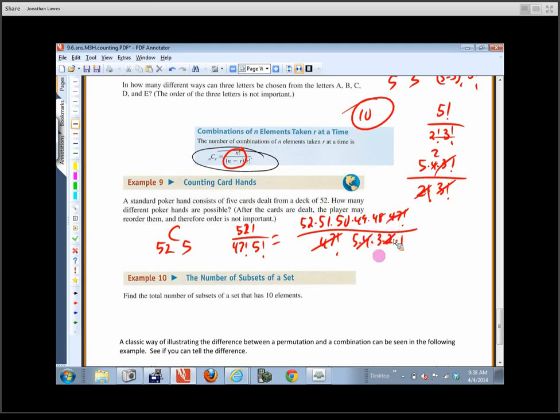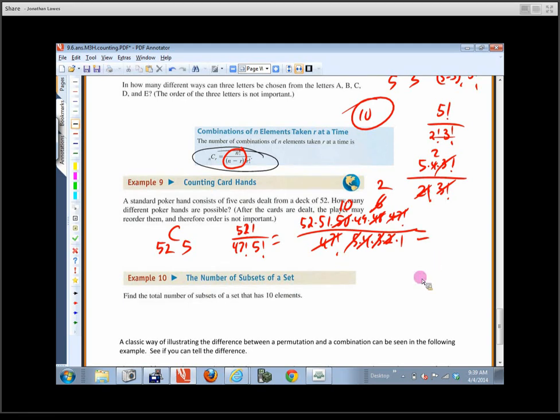These two make an 8. That would go in 6 times. Cancel this with that. That would be a 2. And the only other thing I can cancel would be a 5. It'll cancel with this, and that'll be a 10. So if I did 52 times 51 times 10 times 49 times 2, that'll give me the answer.